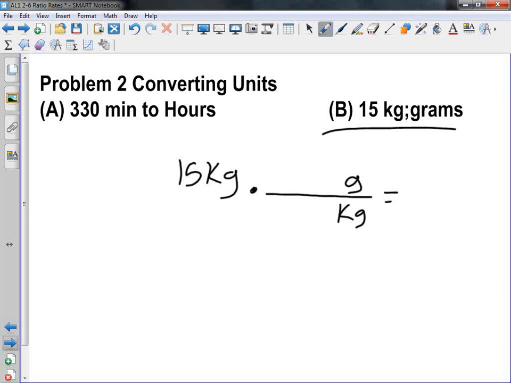How about I tell you that kilogram goes there. Grams and kilograms are in metric, which means that they are all related in multiples of 10. So either 10, 100, 1,000. There's 1,000 grams in a kilogram. What happens to my kilograms? Multiply, I get 15 times 1,000. I'm left with grams, so I get 15,000 grams.